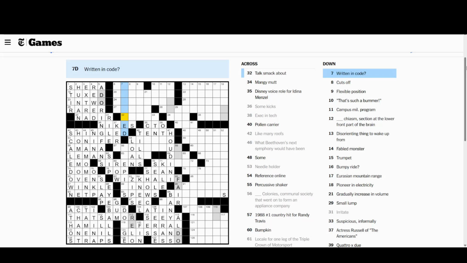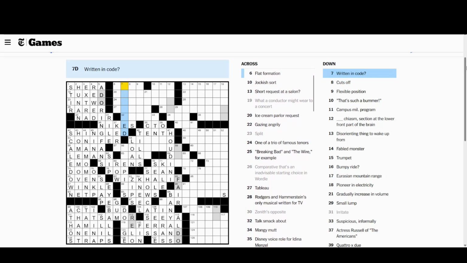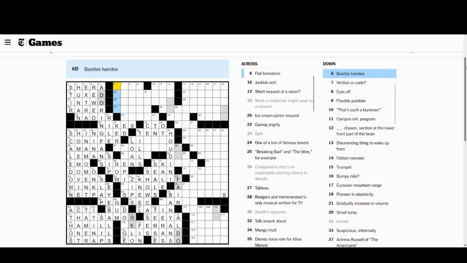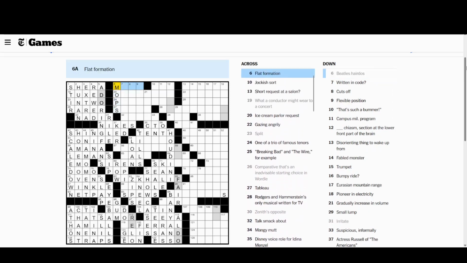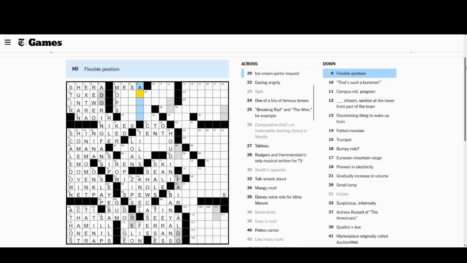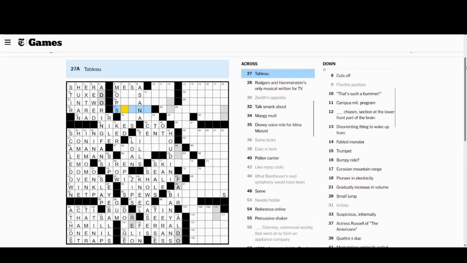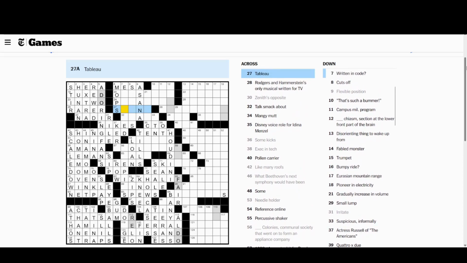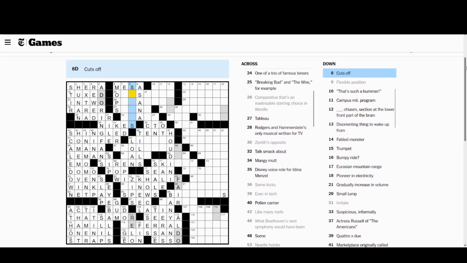Written in code. Hard to tell. It's got a question mark, so it's going to be like a wordplay thing. Flat formation. Not sure. Beatles hairdos. I think they were called mops. Flat formation could be a mesa. Flexible position, I think they're talking about the yoga position. Asana. Tableau. Maybe not, because maybe this is slate.